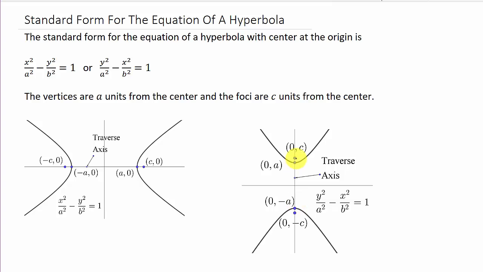The foci, that's these points here, and I know I don't have it written down, but c squared is equal to a squared plus b squared. And the transverse axis is the line that goes through both foci points. The foci are c units from the center of the hyperbola. Alright, so let's go ahead and get started on an example graphing it.